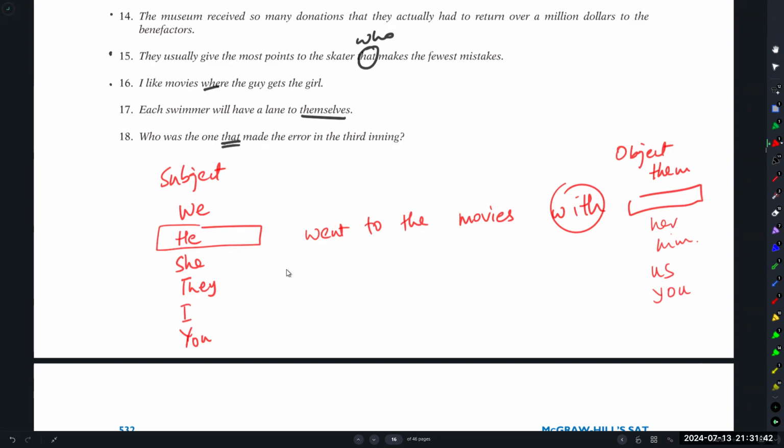So you can be used as a subject case as well as an object case pronoun. Her, him, done, and what else? Them, us, you, me. He went to the movies with me. So I can't say, "Me went to the movies with she." Right? I can't say that. You can't switch them around. Switching them around creates an error.